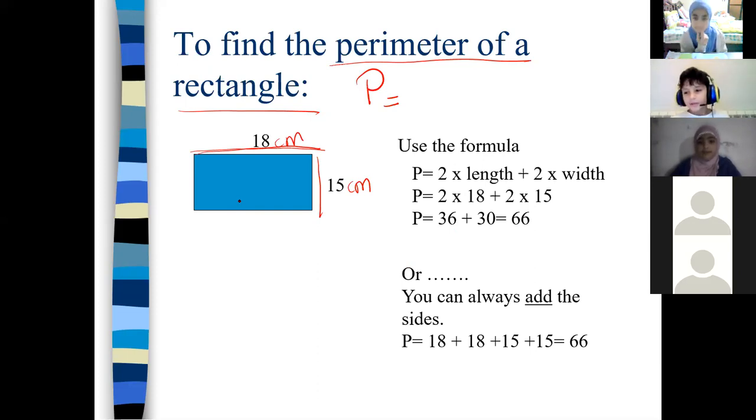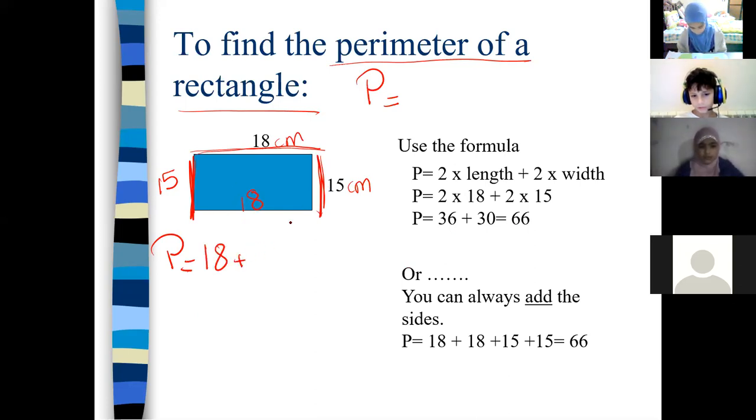That means the one below it will be 18. Here it's 15. So here how much? 15. Okay, for the parameter, I will add the length of all of its sides. Let's add, Kawthar. Which sides will we add? Tell me. 18 plus 18 plus 15 plus 15. We have 4 sides.